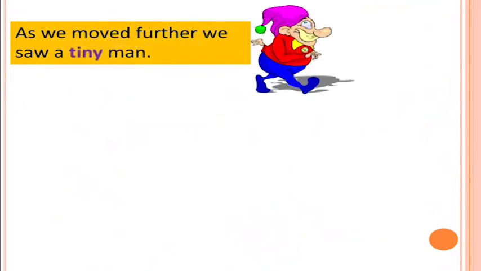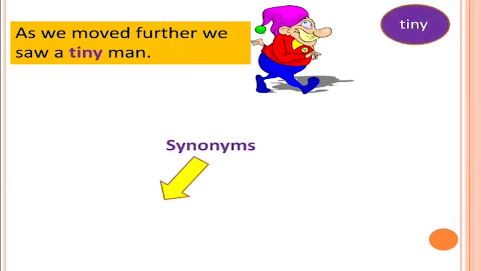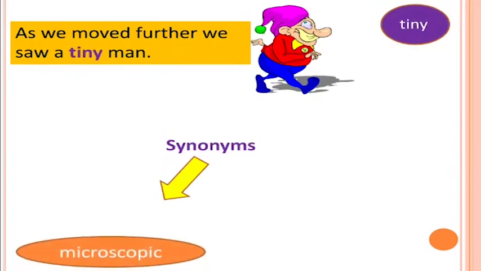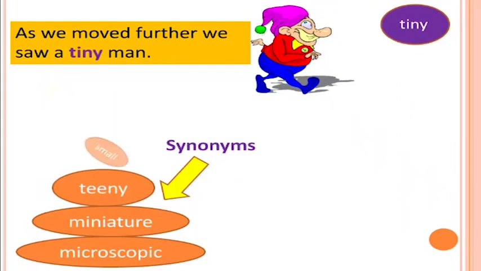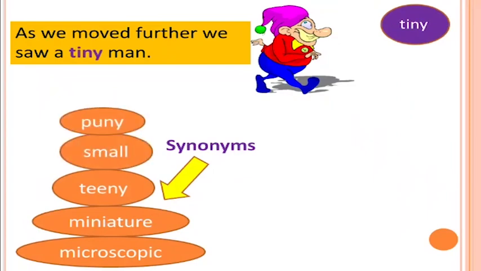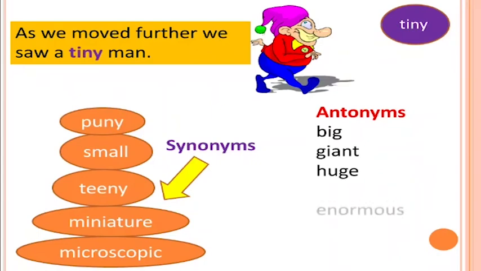So, as Tina and Meena moved further, we saw a tiny man. What are the synonyms of tiny? Microscopic, miniature, teeny, small and puny. And its antonyms are big, giant, huge, enormous.